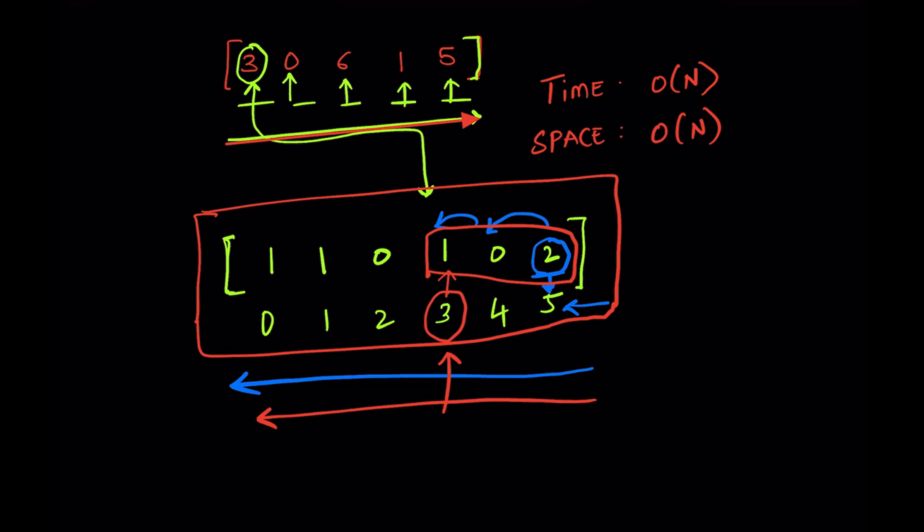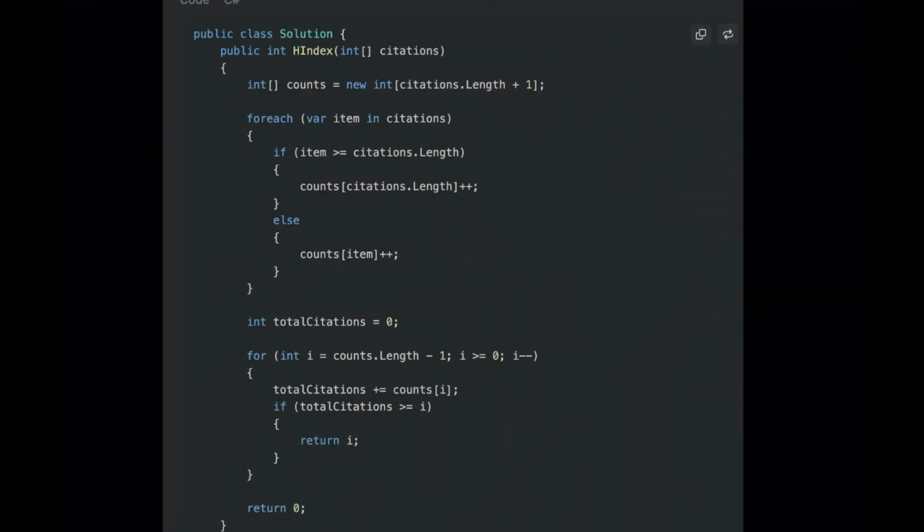Let me show you how we can implement this particular solution in C#. Here is the C# solution. In the main method, I start by initializing a counts variable to record all of the counts of the corresponding paper citations. After that, I am starting a for loop to fill all of the values in the counts variable based on the paper citations.